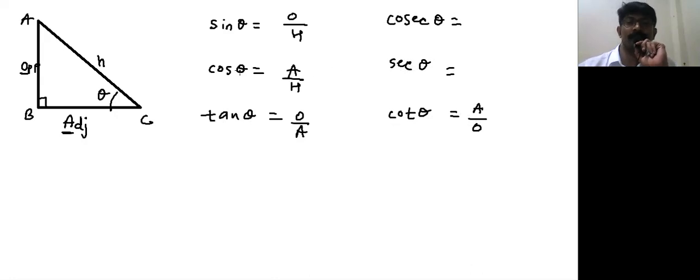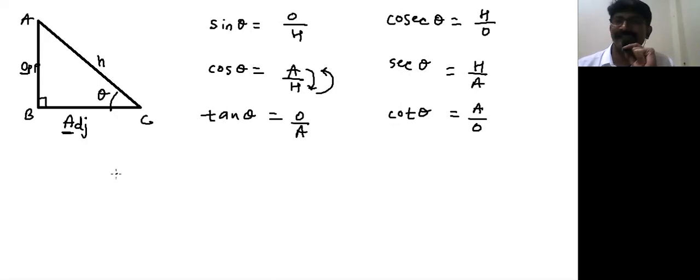Sec theta is the reciprocal of cos theta, so it can be written as H upon A. Reciprocal means the numerator goes into the denominator and the denominator comes into the numerator. So the hypotenuse comes in the numerator and the adjacent side goes in the denominator. Cosec theta is the reciprocal of sine, so it becomes H upon O. This is what we've already learned in standard ninth, isn't it? And now it's time to start writing these identities.